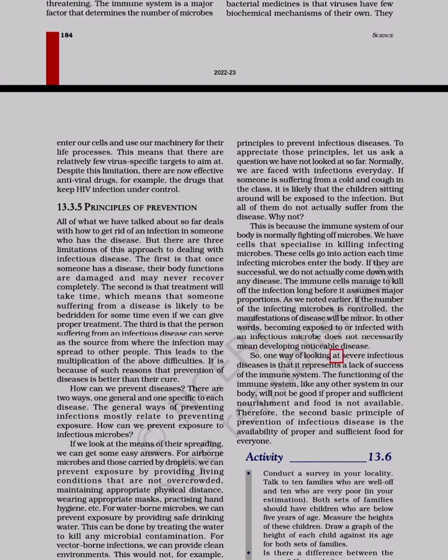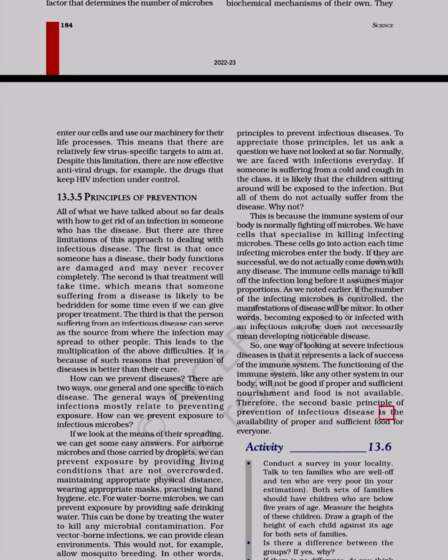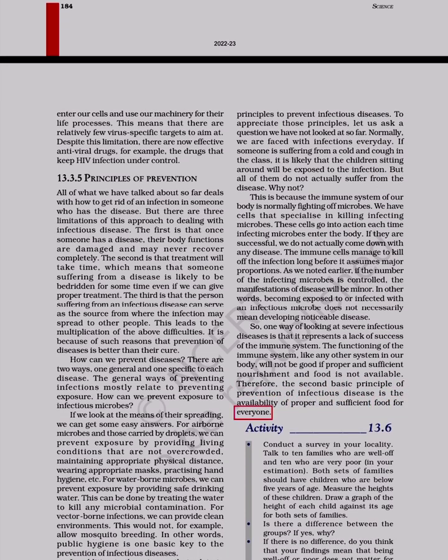So, one way of looking at severe infectious diseases is that it represents a lack of success of the immune system. The functioning of the immune system, like any other system in our body, will not be good if proper and sufficient nourishment and food is not available. Therefore, the second basic principle of prevention of infectious disease is the availability of proper and sufficient food for everyone.